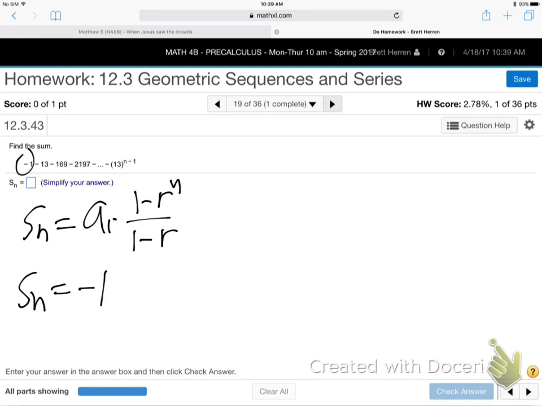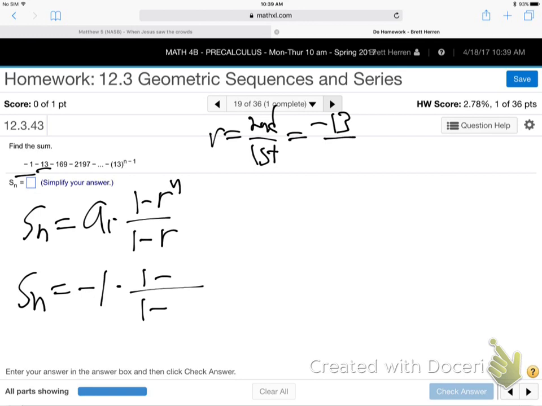What's A1? It's -1, it's always the first term. There it is. Here comes the r. The r is always the hard part. What's the r? Can you tell? Yeah, it's got to be 13. Remember how you do the r? The r is always second term over first term. So it's what? Minus 13 over minus 1. Use the signs in the front matter, right? So r is 13. Plain positive 13, regular 13, right? So 13 to the n over 13.